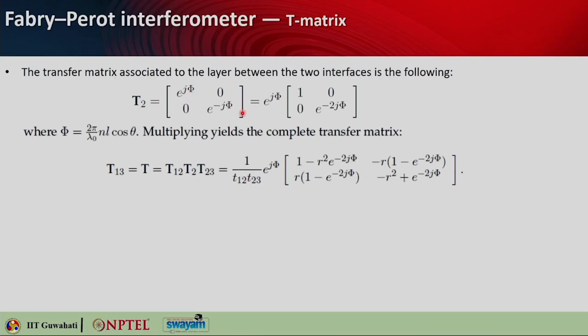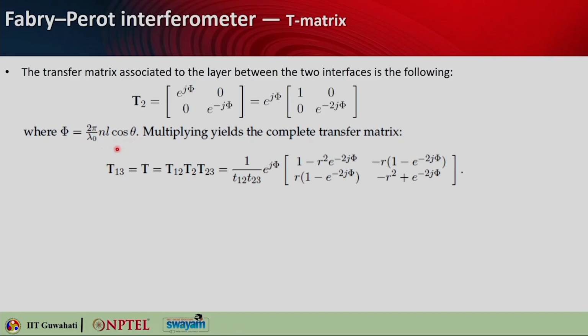Now your job is to put the value of phi here. You can also take this one common and make it look like this. So phi is nothing but 2 pi by lambda naught, that is k naught, times n, that is the refractive index, times L, that is the thickness, and it is basically the x component, so cos theta. So this is the value.